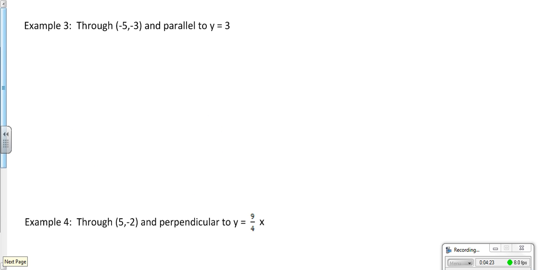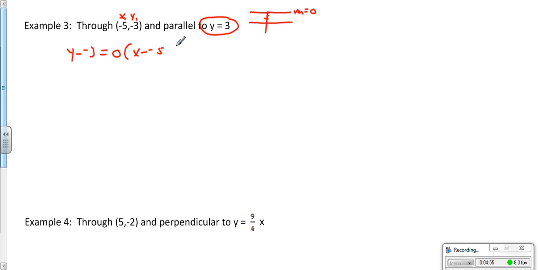Now here we have a unique situation. Parallel to that. Well, if this is the line y equals 3, we're talking about a line that is horizontal. Slopes of horizontal lines are 0. So I'm going to go y minus y1. y1 is negative 3. The slope is 0. And then x minus x1, or negative 5.